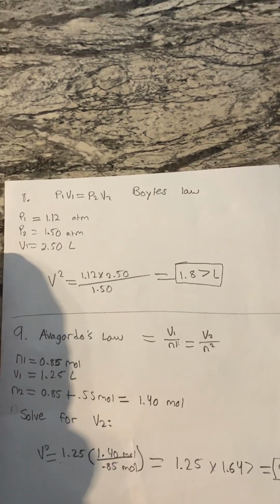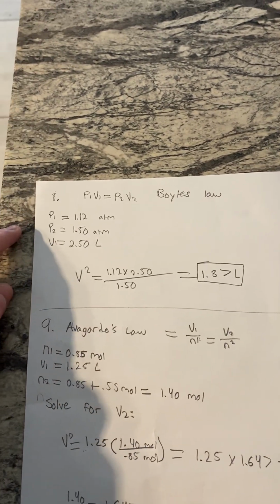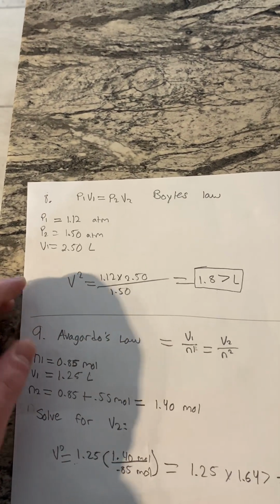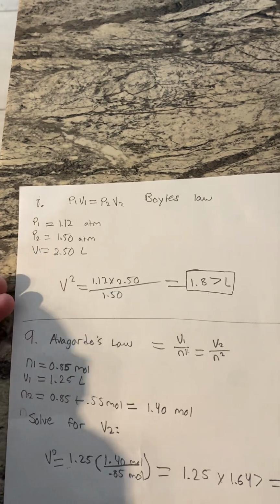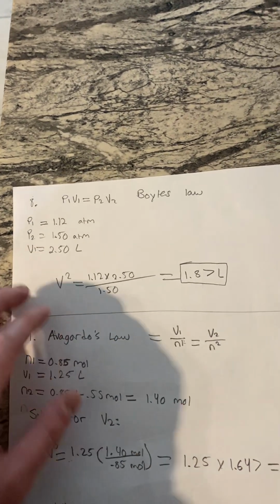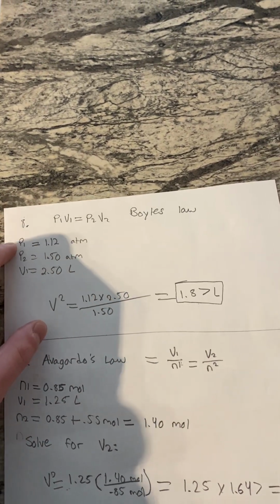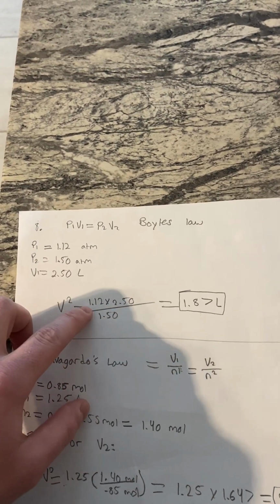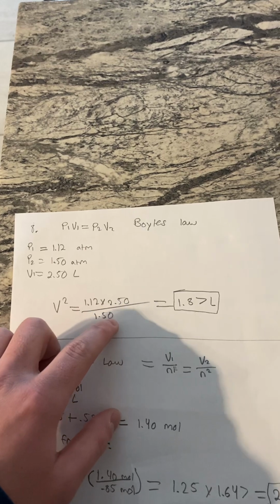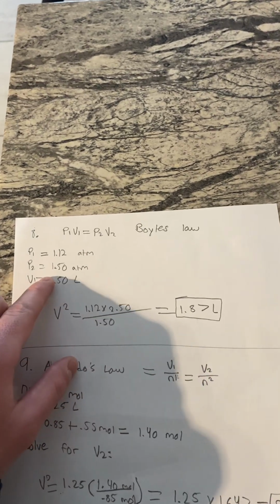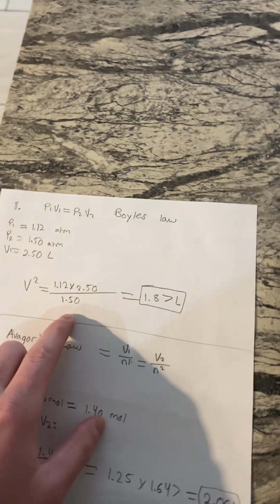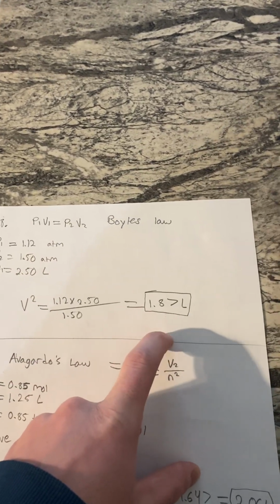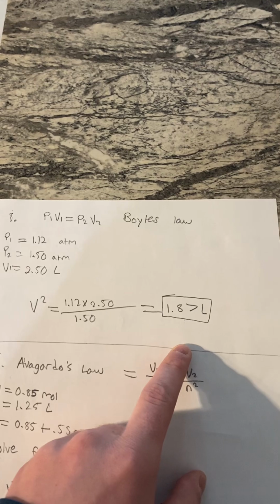So we're given a couple of things. We're given pressure 1, pressure 2, and volume 1. So this means that we need to solve for volume 2 because we are not given volume 2. So we're going to take all of our variables and plug them into the equation. So P1 V1 divided by P2. When you plug this into the calculator, you're going to get the final answer, 1.87 liters.